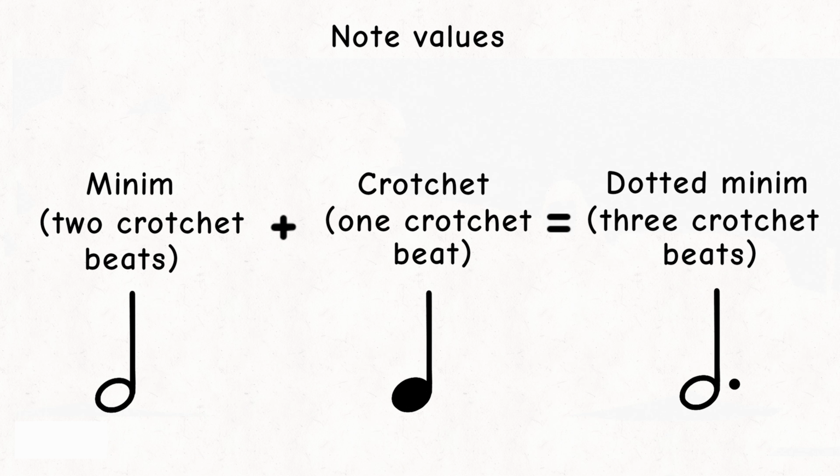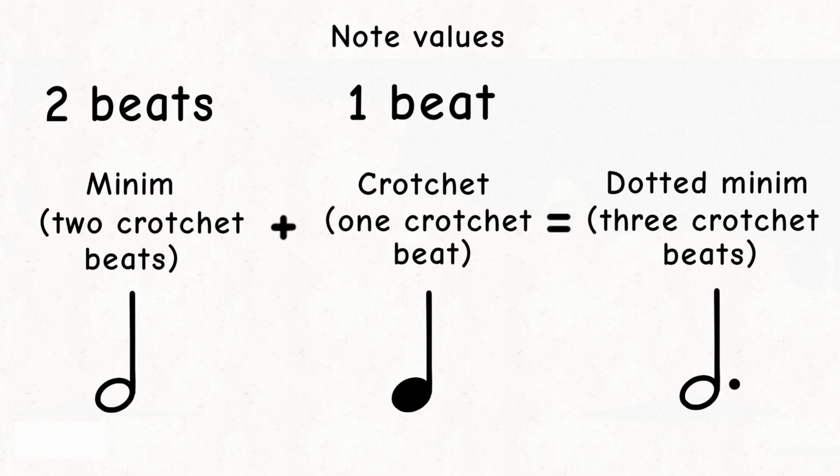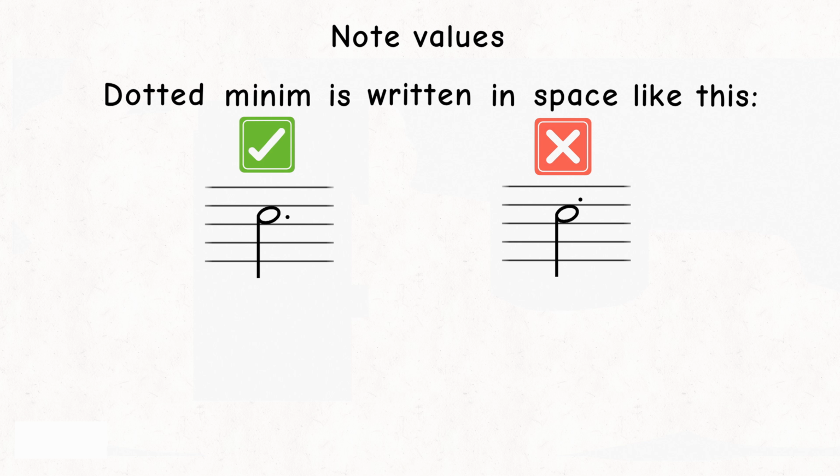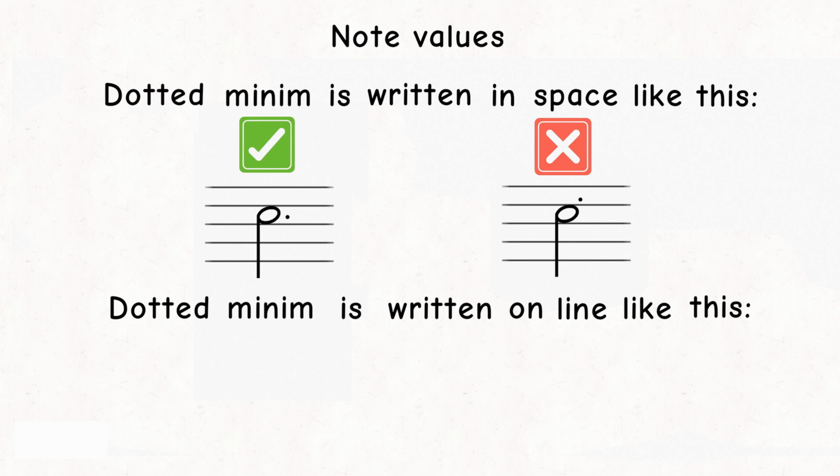Let's take this example again. There is one minim, which contains 2 crotchet beats. So, half its value, that is 1, again is added to its length. That is equal to 3 crotchet beats, or dotted minim. Remember, dotted minim is written in spaces like this. And on lines like this.